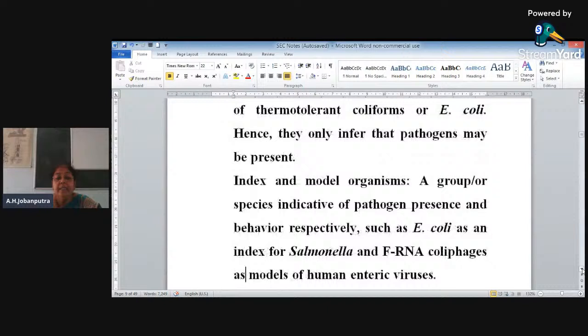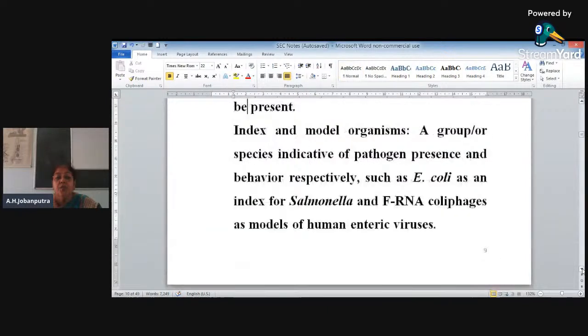Next are index and model organisms. So what is an index? Indicator आणि index organisms याच्यामध्ये फरक आहे. Definitions are asked. Remember, in examination, indicator organismची definition वेगळी असेल, index and model organismची definition वेगळी असेल.